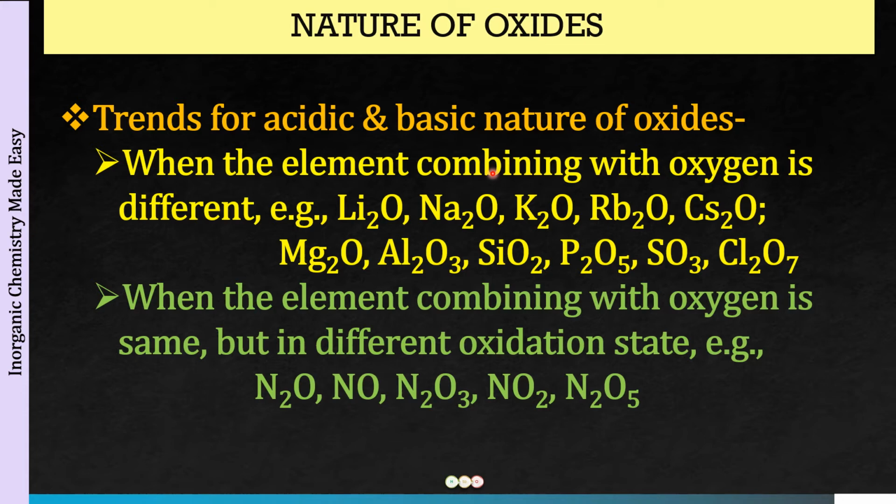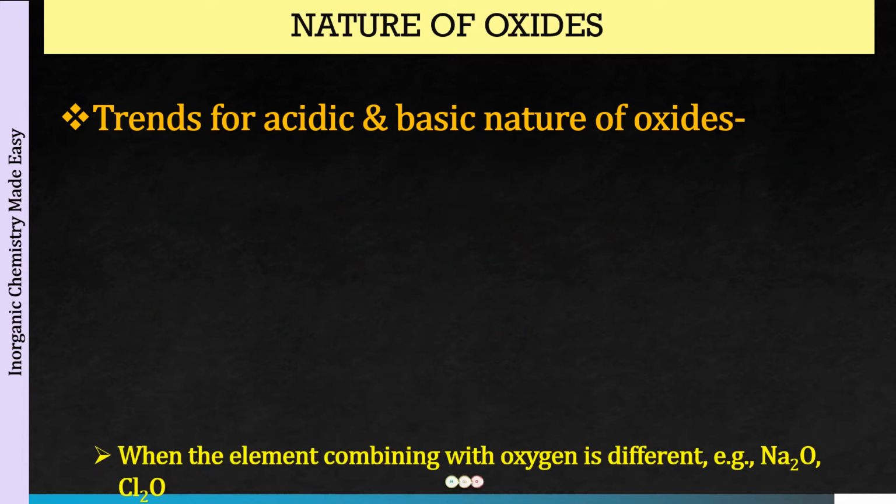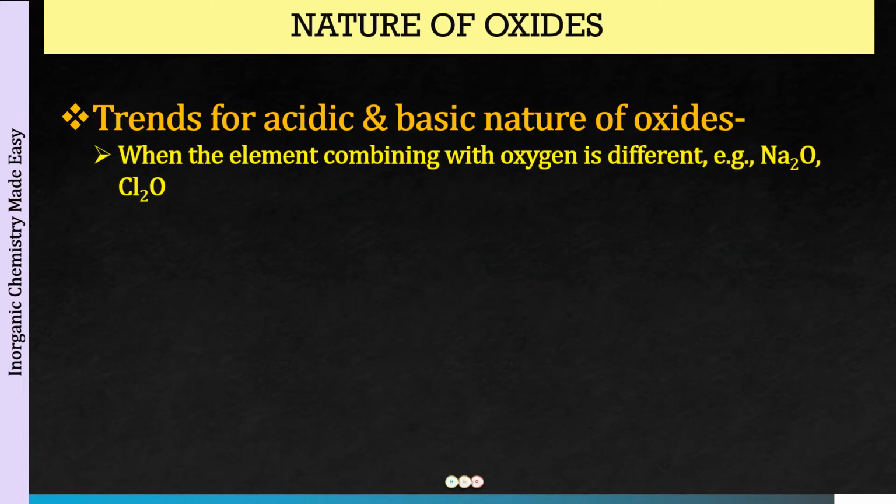Here you will be learning essentially two types of trends. One is the oxides of a group and the other is the oxides of a period. So first we are learning about the trend when the element combining with oxygen is different, and I will explain what is happening in a group and what is happening in a period with the help of just two examples. One is Na2O and the other is Cl2O.